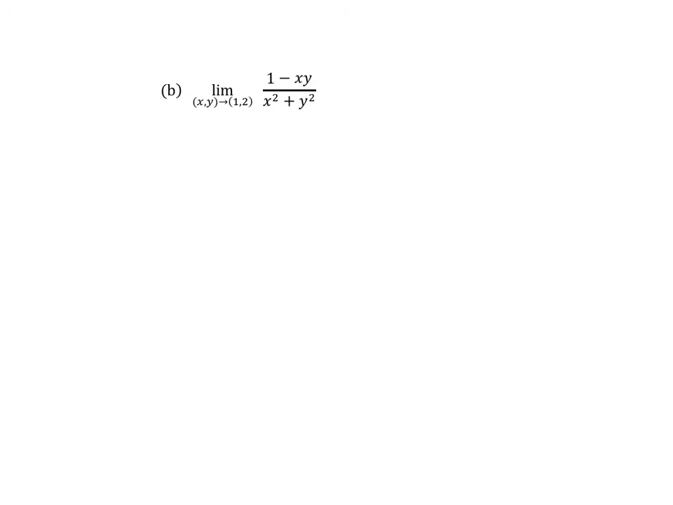Let's try another one. This time our x, y is approaching the point 1, 2. So I'm putting in 1 for x and 2 for y. And it looks like I'm going to have 1 minus 2 over 1 plus 4, which will give me a negative 1/5. I put in the value, I got back a number, I'm done.